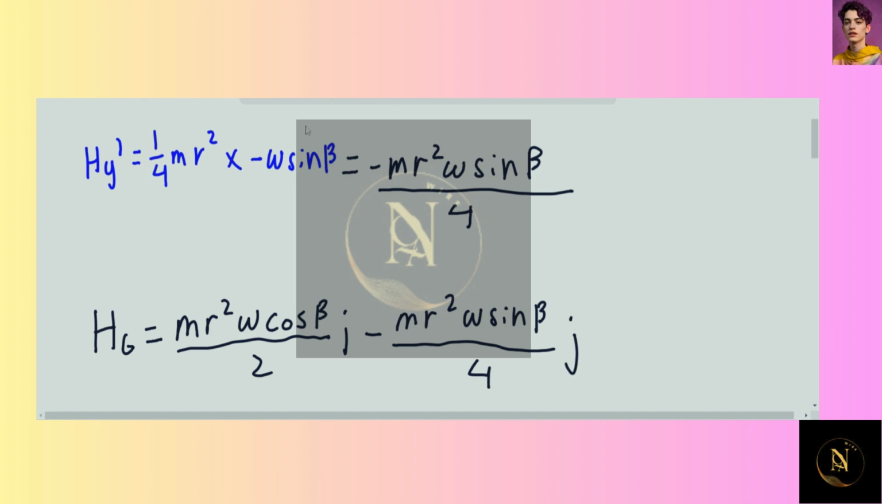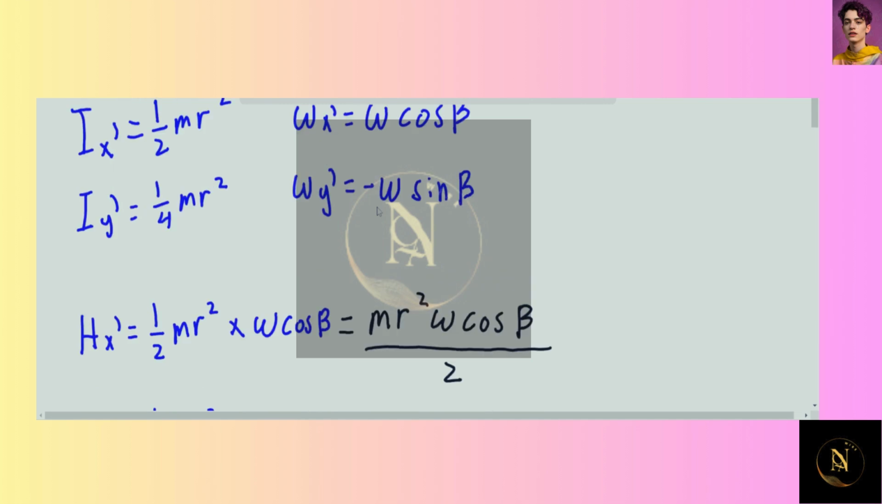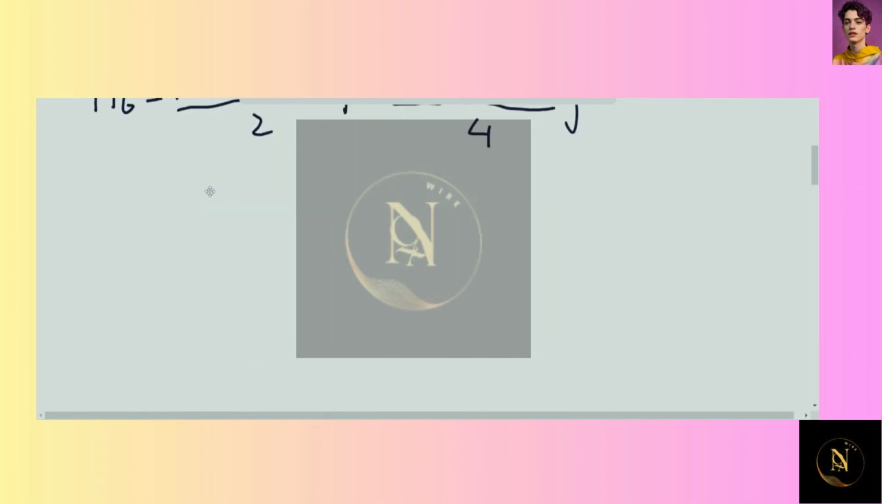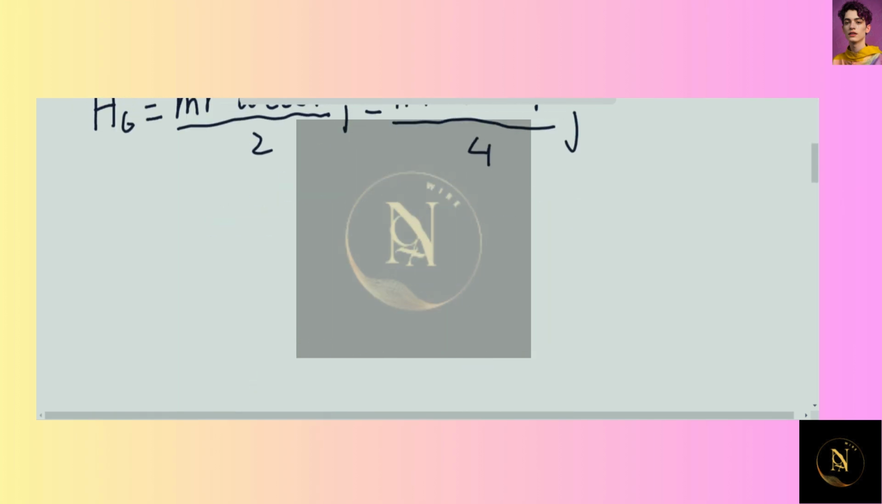So next what we're going to do is find the angle between this axis x prime and the angular momentum about point G. So I'll call that angle phi. So angle phi is going to be equal to the tangent inverse of the y component of the angular momentum divided by the x component.